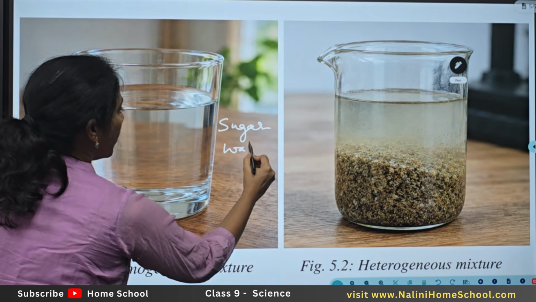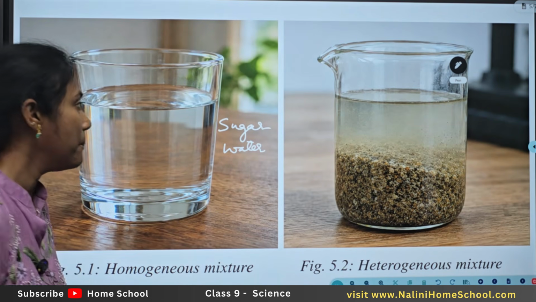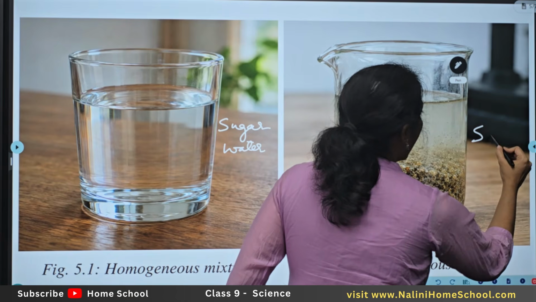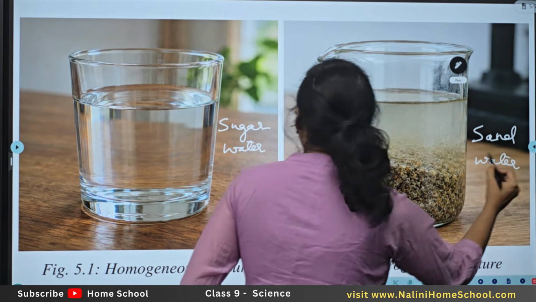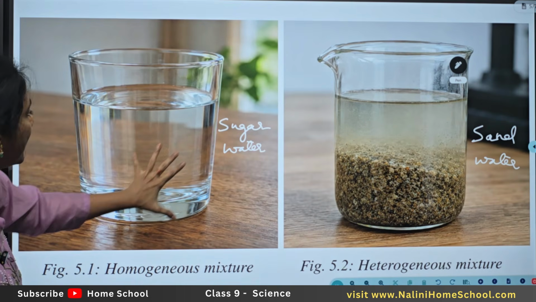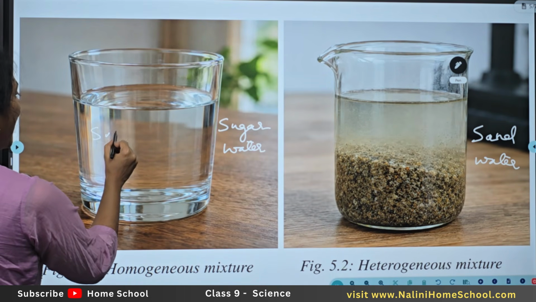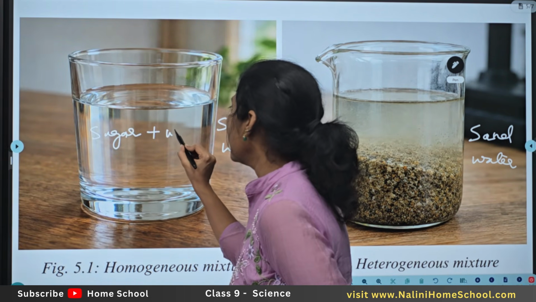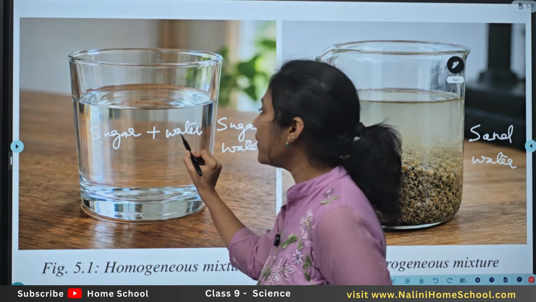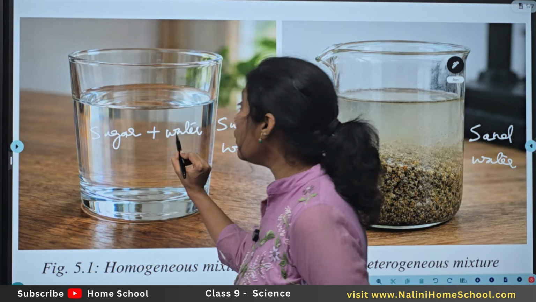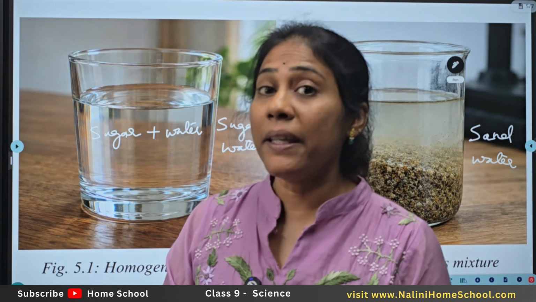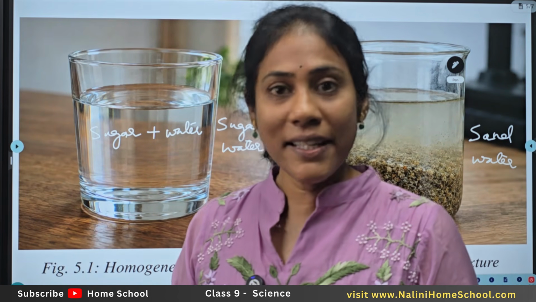Okay, sugar water or salt water, whatever. And this is sand water. So what are the two components in this solution? You have sugar and water. These are two different chemicals, and one chemical got mixed up with another chemical so well, isn't it?